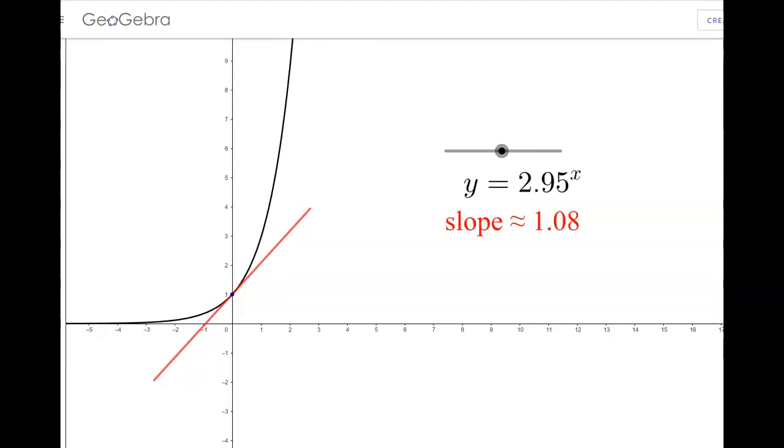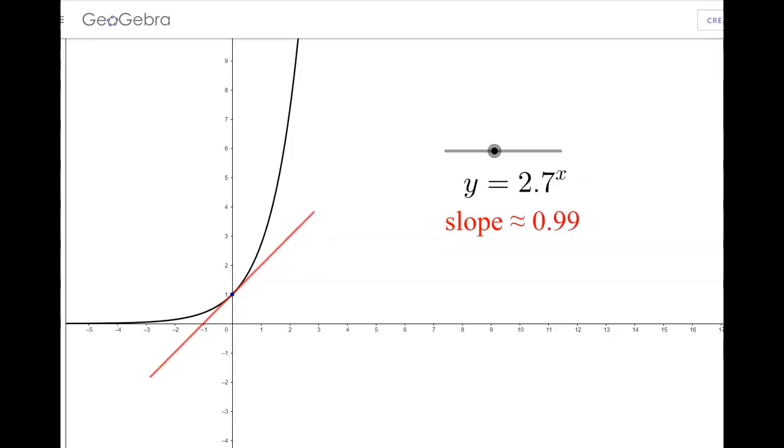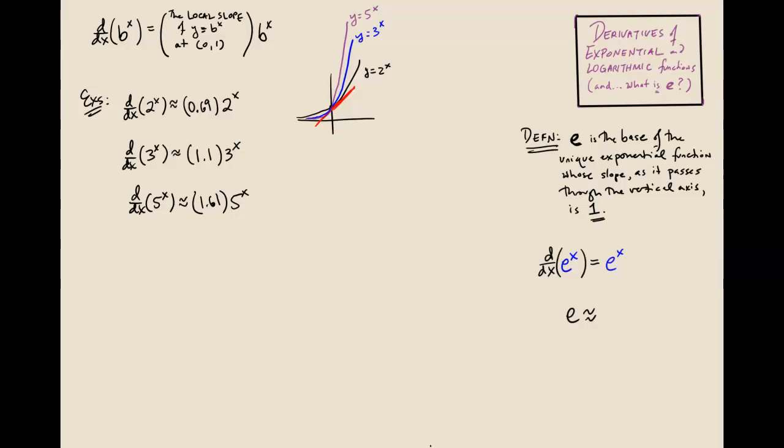So let's just go down a little bit until we get the slope as close to 1 as we can get. So the base is somewhere between 2.7 and 2.75. So that tells us at least the value of e to 1 decimal place. E is bigger than 2.7, but it's smaller than 2.75. And as long as you know that e is about 2.7, that's about all you really need to know. As with pi, you can get better and better accuracy. And again, as with pi, it turns out that e is an irrational number. So you'll have to settle for numerical approximations. You're not going to be able to write it as a fraction or something like that.